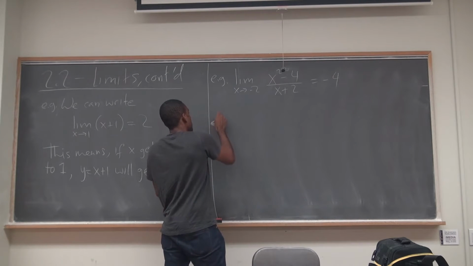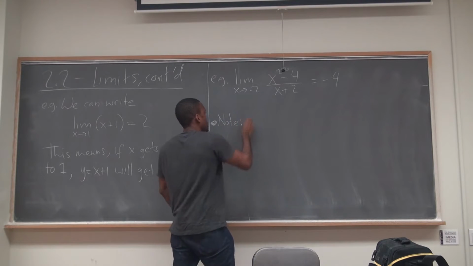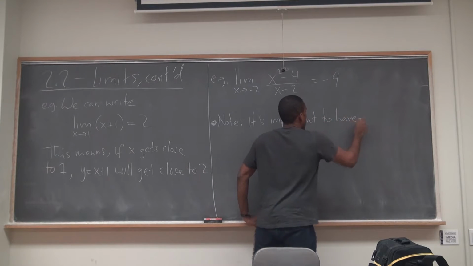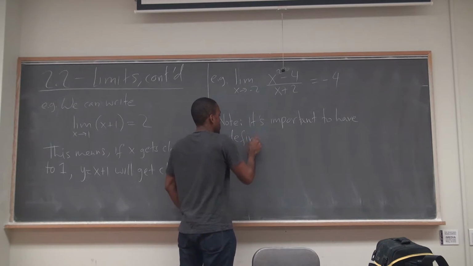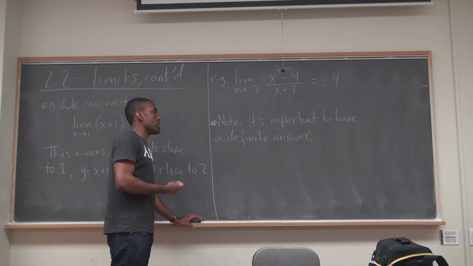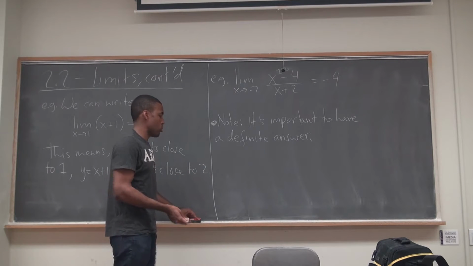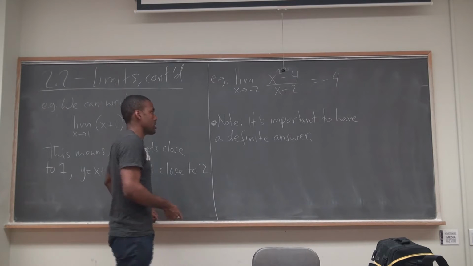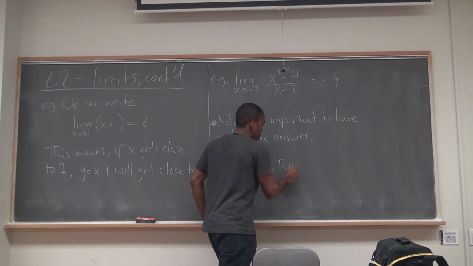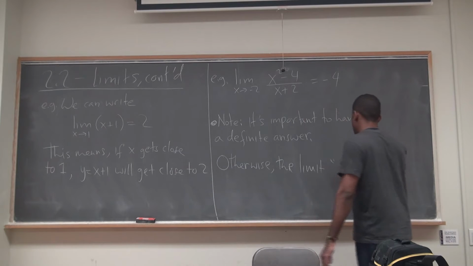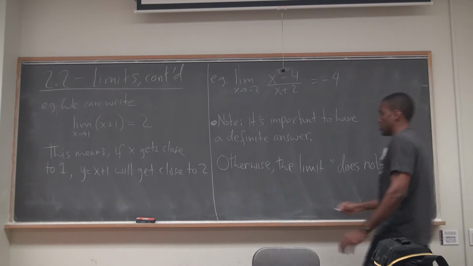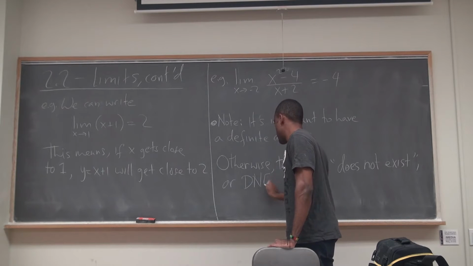Another thing to note, it's important to have a definite answer. Right, so we want to know what is the y value approaching. You can't have more than one answer. There should be one answer, and otherwise the limit, the technical term you'd say, does not exist. Or you can just write d and e, and I'll know that's what you mean.